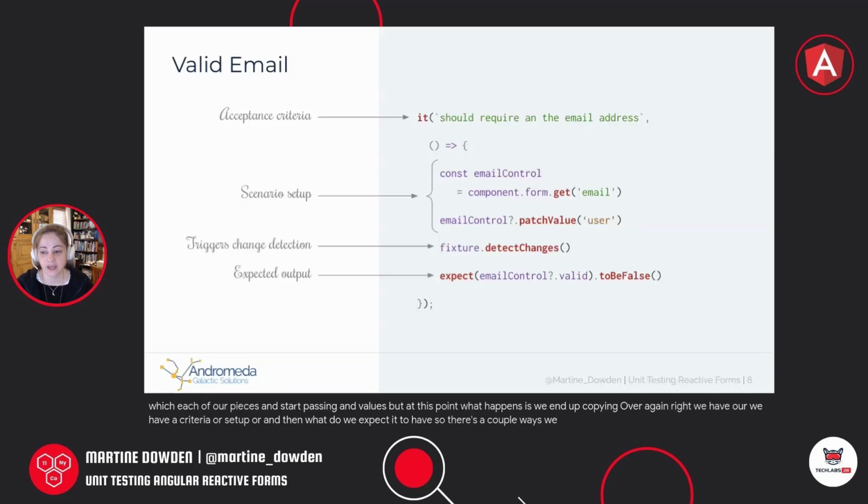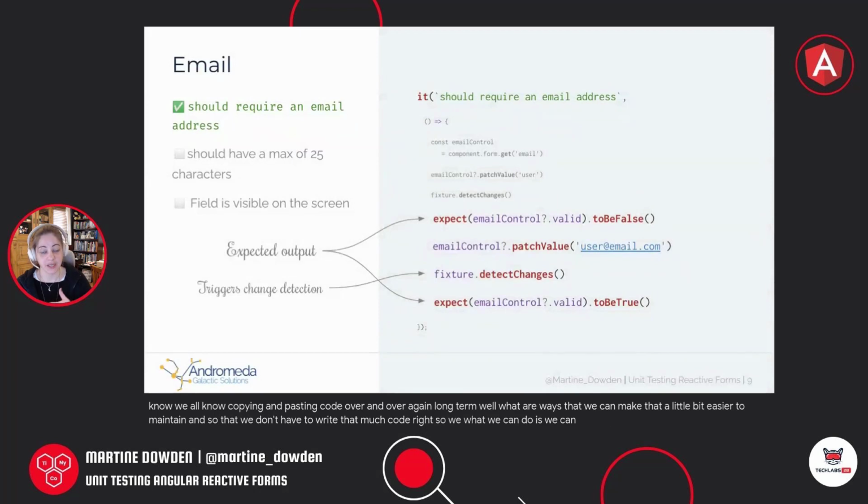So there's a couple of ways we can reduce the amount of work of copying the same test over and over again, because then maintainability gets a little funky. We all know copying and pasting code over and over again is a problem long term, so what are ways we can make that easier to maintain, so that we don't have to write that much code? What we can do is shove them in the exact same test. I can have more than one expect in the same test, and that way I can start looping through my values and say, okay, I patch, I check, I patch, I check, I patch, I check, which works out and lets us combine multiple values within the same test.